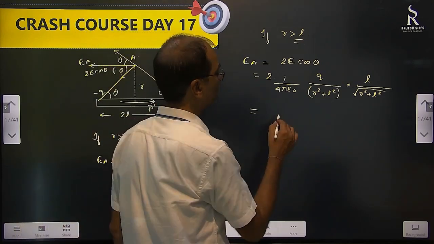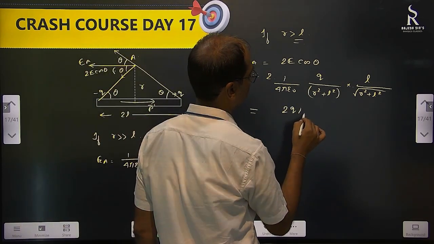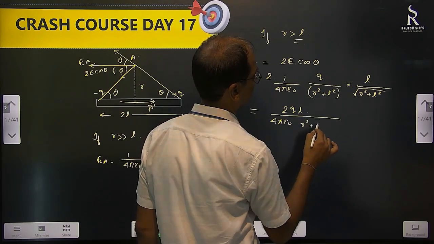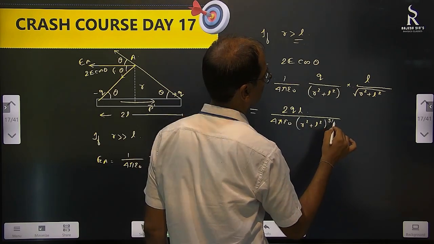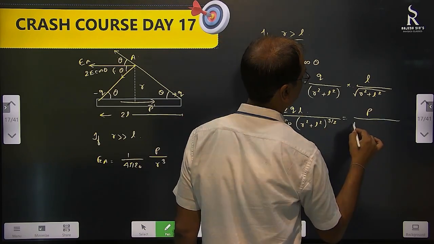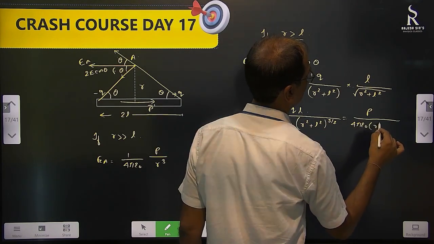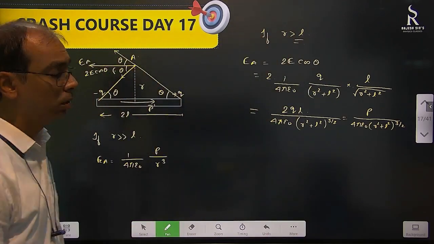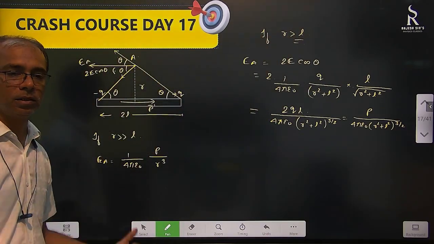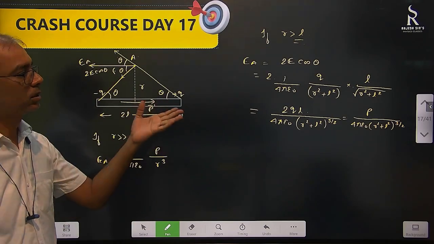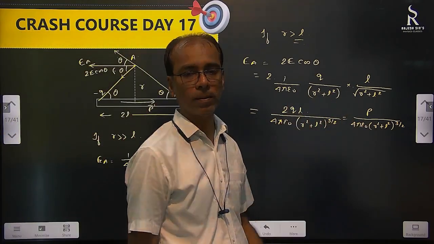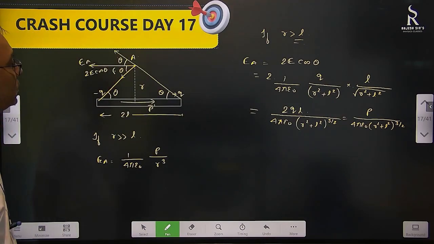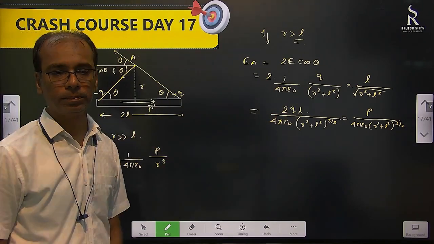Okay, so what is it now? 2QL, which will be P, over 4 pi epsilon naught into R square plus L square to the power 3 by 2. So P by 4 pi epsilon naught R square plus L square to the power 3 by 2. What is it when R is greater than L? P by R cube. When it is comparable, we need to be careful. Right, so this is related to the electric field due to a dipole.